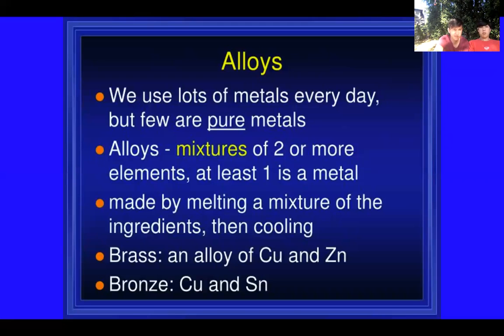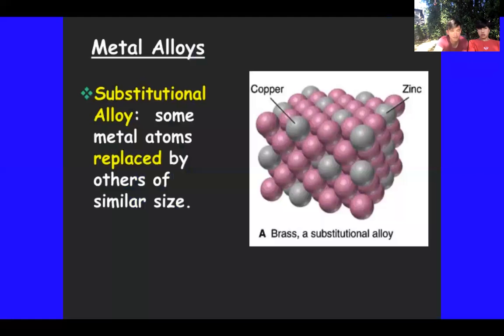Alloys. We use lots of metals every day, but few are pure metals. Think laptops, think phones; those are not pure. Alloys are mixtures of two or more elements, and at least one has to be a metal. These are made by melting a mixture of the ingredients, then cooling. Brass is an alloy. Next slide.